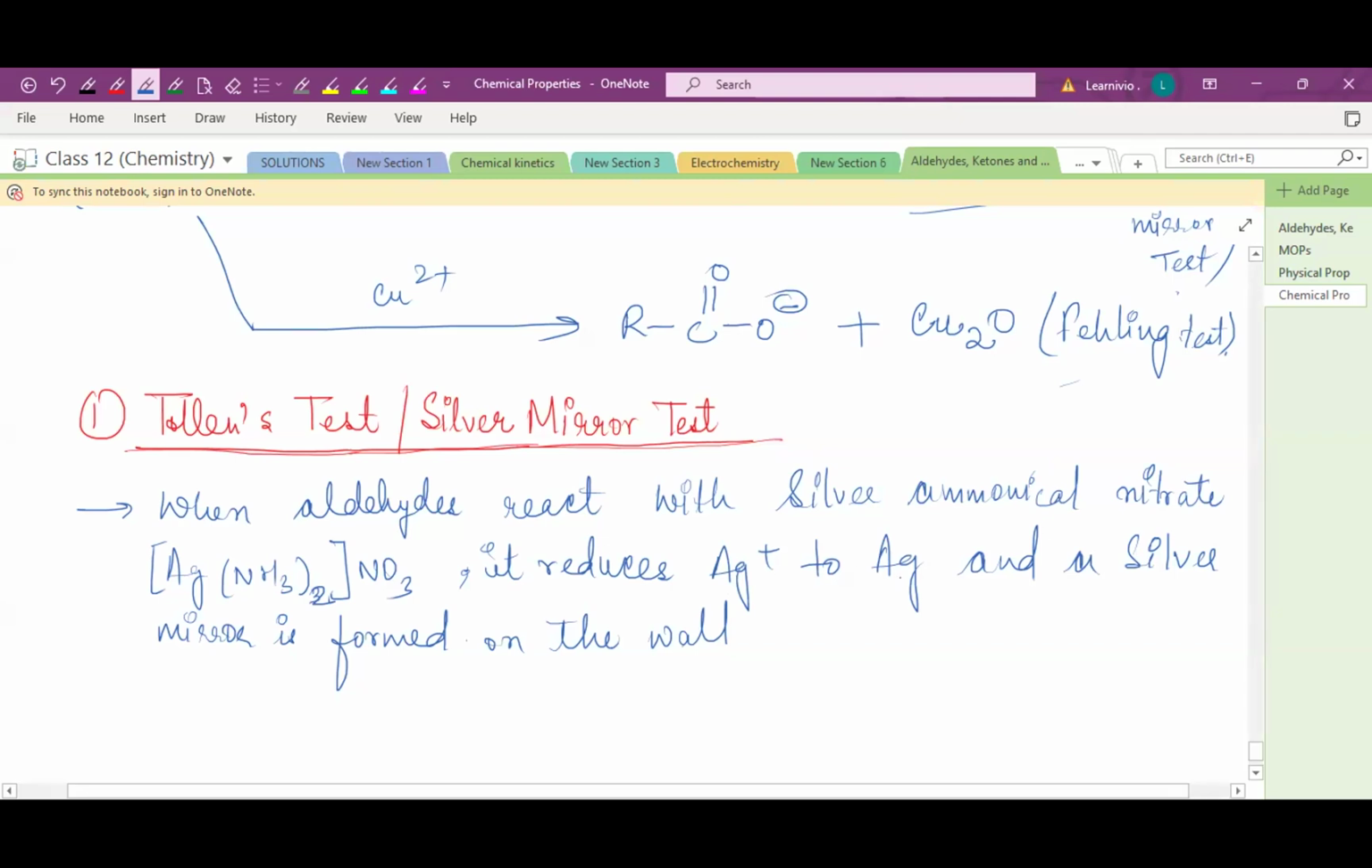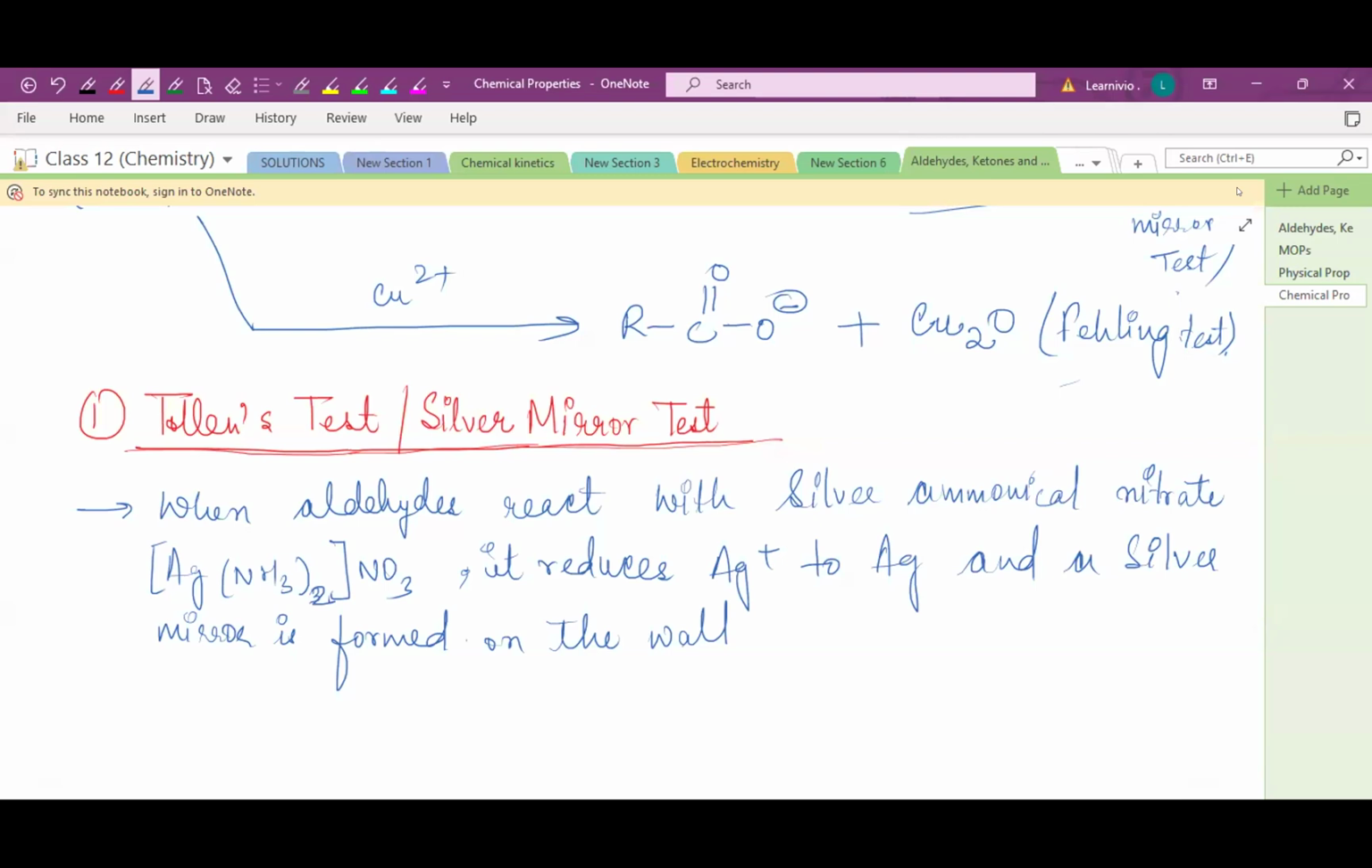So Ag plus goes to Ag and a silver mirror is formed on the wall. When you see the silver mirror being formed, the test confirms that the aldehyde group is present. Basically, this test is for the detection of the aldehyde group, whether the CHO group is present in your compound or not. If you have an unknown compound and have to distinguish between an aldehyde or a ketone, you can use this Tollens test, because ketones will not give this test.